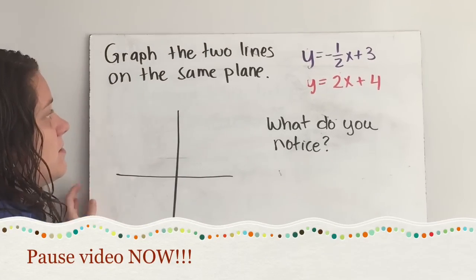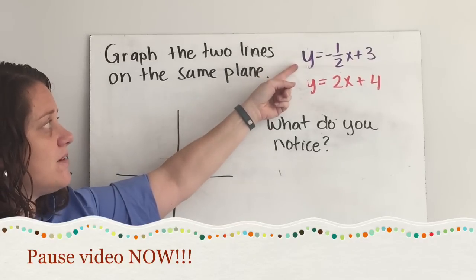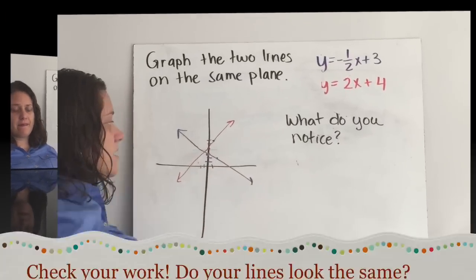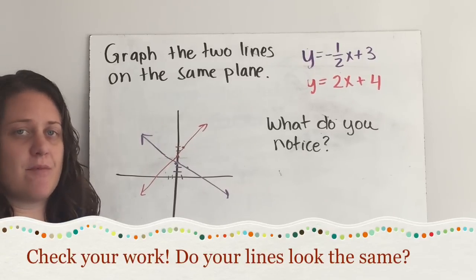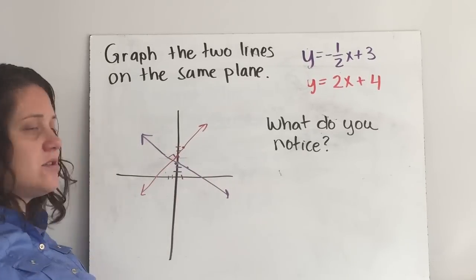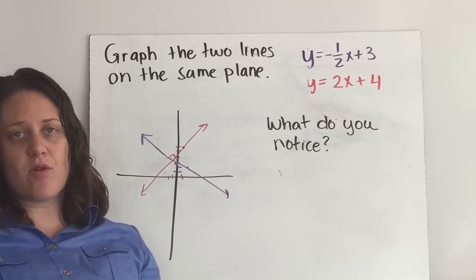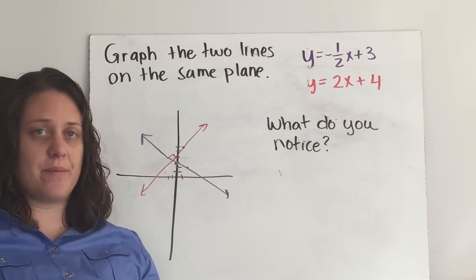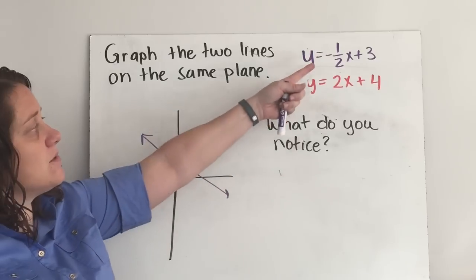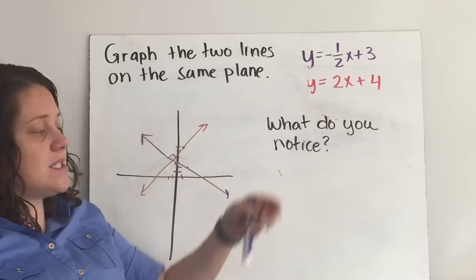So pause the video and graph y equals negative 1/2 x plus 3 and y equals 2x plus 4. And although it might not be perfect because I'm graphing without a coordinate grid, you can see here that that does look pretty close to a 90-degree angle, and it would look a lot more perfect if I was using a ruler and graph paper. So hopefully you can see that those do come up perpendicular because one is the opposite reciprocal of the other.